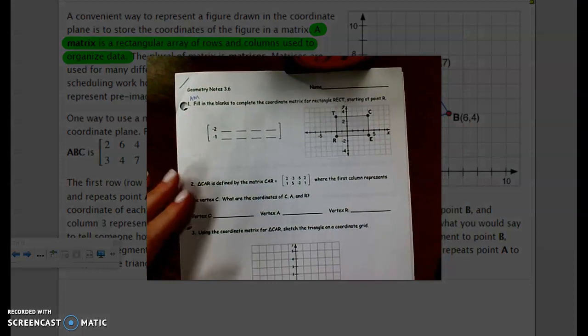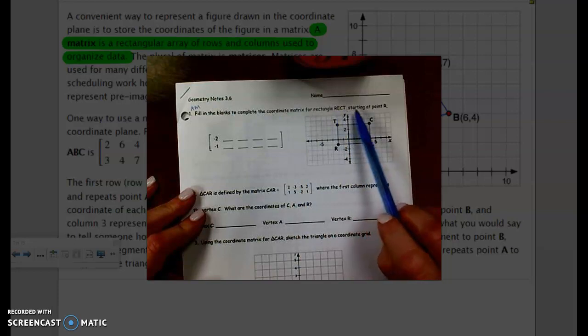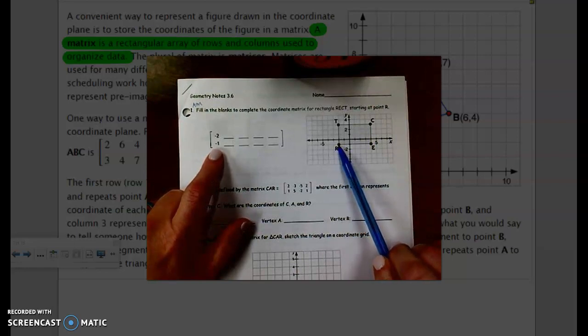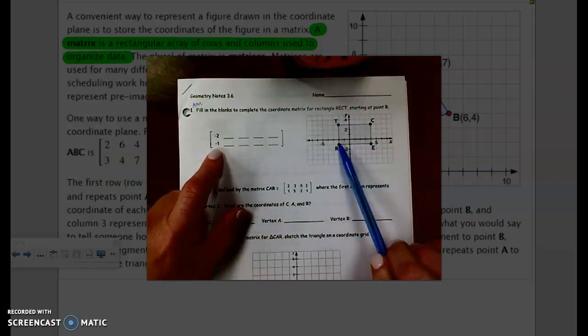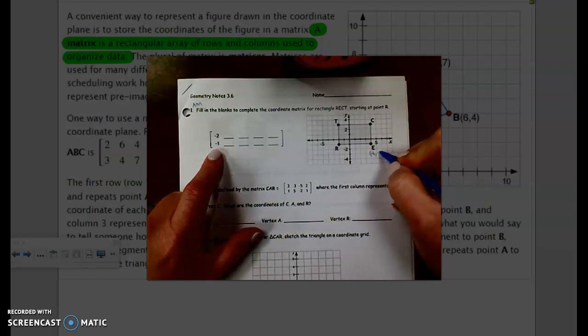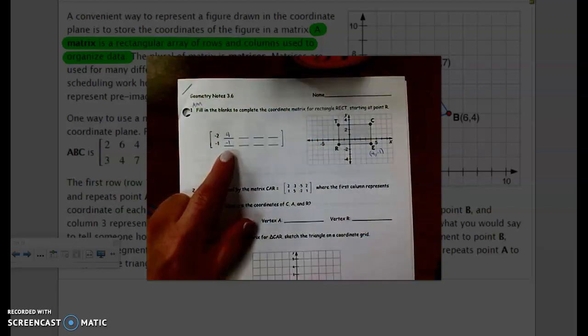If I want to fill in this coordinate matrix for the rectangle that is RECT, and start at point R, it has started for us. It has the coordinates of point R, -2, -1. The -2 is in the top row and -1, the y-coordinate, in the bottom row. So if we are going to go in the order of the naming RECT, our next point that we will put in is point E. I can see the coordinates of point E are 4, -1. So when I put that into my matrix, I'm going to put the 4 on the top row and the -1 on the bottom row.